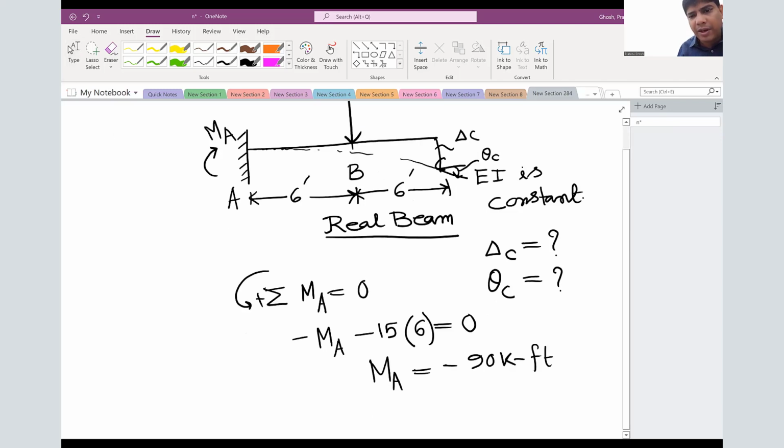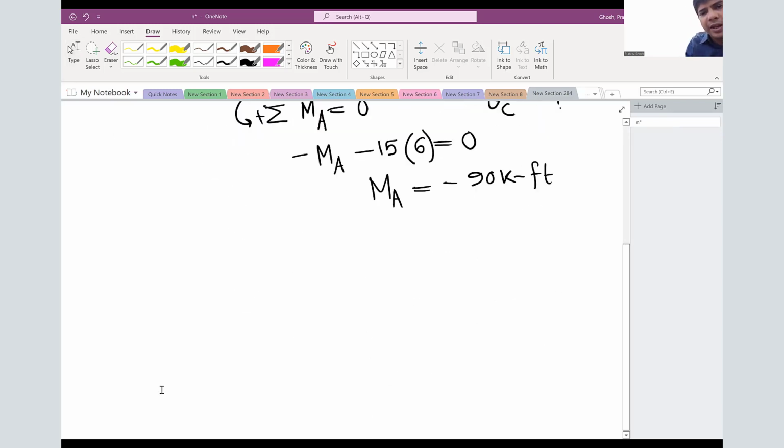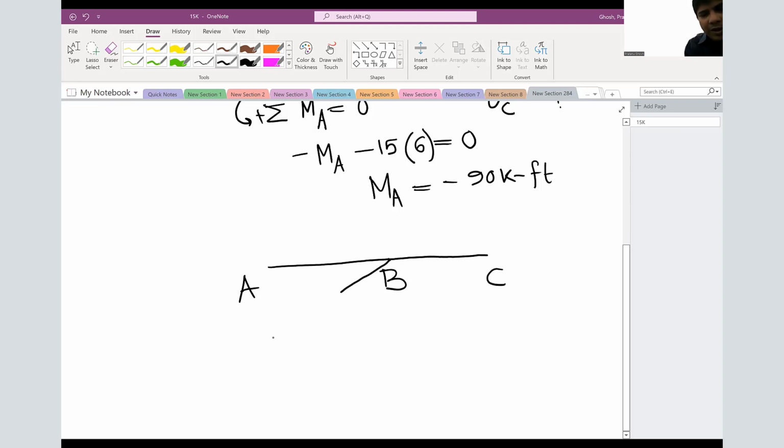So let's draw the bending moment diagram. We see negative bending moment. So we have A, B, C, and at B it is 0. From B towards A, it becomes 90 kip feet. Correct?